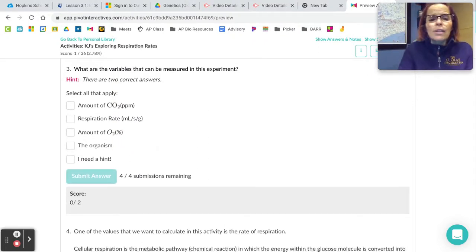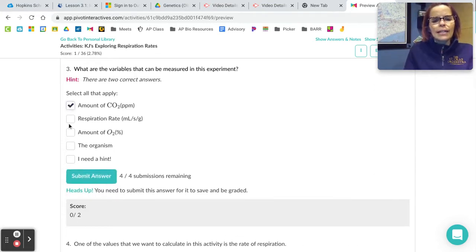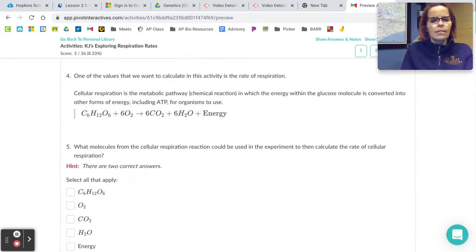Number 3. So hopefully you're split screening and you're answering the questions with me. Number 3, what are the variables that can be measured in this experiment? We can measure the amount of carbon dioxide and the percent of oxygen. And I'm going to hit submit answer, and yes, and yes.